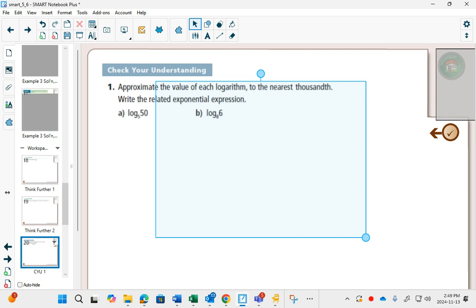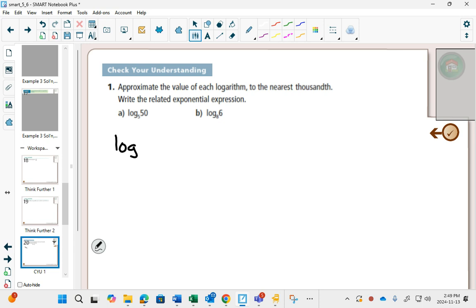Now it says approximate to the nearest thousandth. That means that you need a calculator. So we could just type this in for a calculator, but one of the things that we could do is we could use your change of base theorem to change log 5 of 50 to log 50 over log 5. That makes it easier and faster to type it into your calculator.